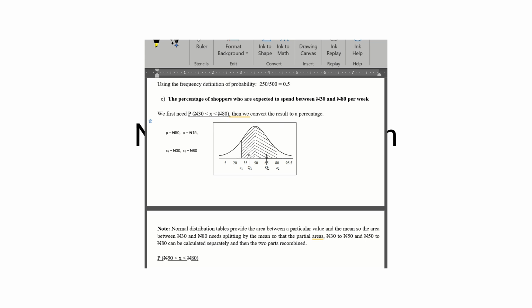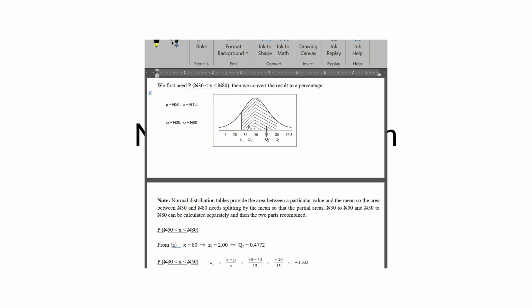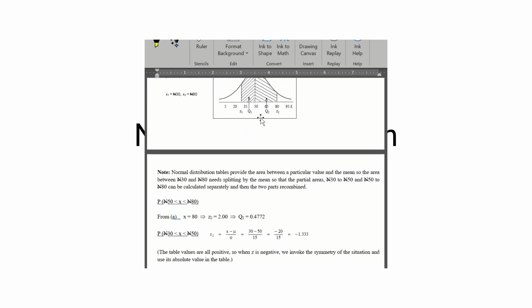The first calculation is for this side, as labeled Q1 and Q2. You do it for Q1, you do it for Q2. For Q1 it is just 80 minus 50 all over 15, you get 2. We already calculated it above as 0.4772, that's the shaded area. In the first question we were looking for more than 80, so we had to calculate 0.5 minus 0.4772 to get the portion above 80. But in this case we are looking at the area between 50 and 80, and the area between 30 and 80, so this is just what we need.